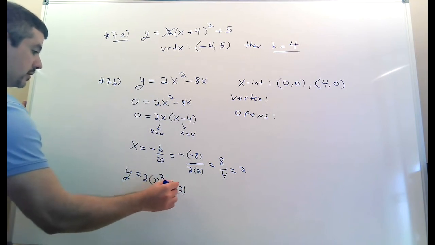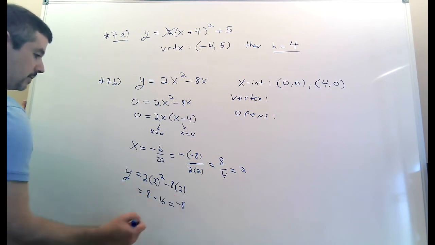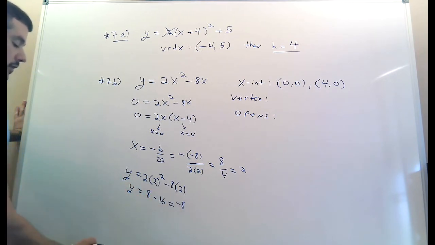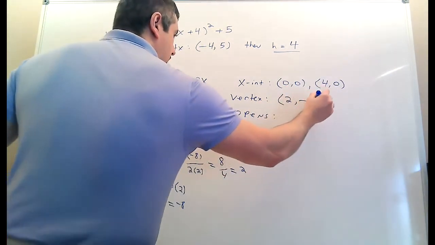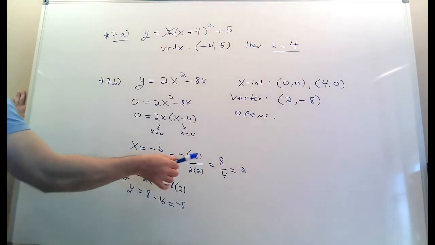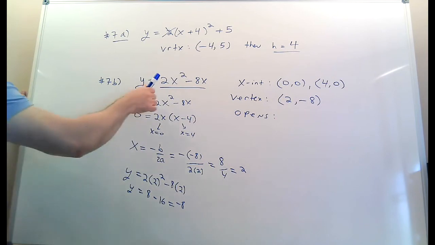It's not trivial. 2 squared is 4, times 2 is 8. 2 times 8 is 16. So you get -8 there. So again, I'm doing it a little fast, but this is what you get. So your vertex is x was 2, y was -8, right? I used the formula. I got 2 for x. I plugged it back into the original function.